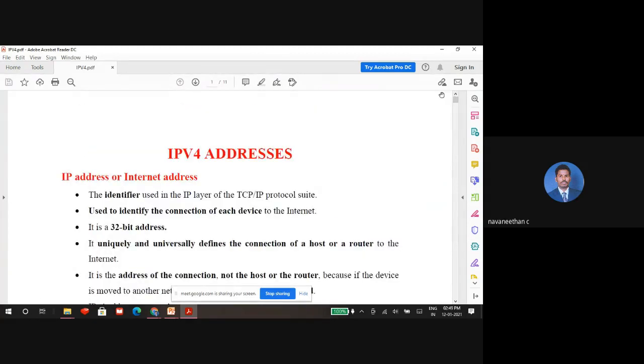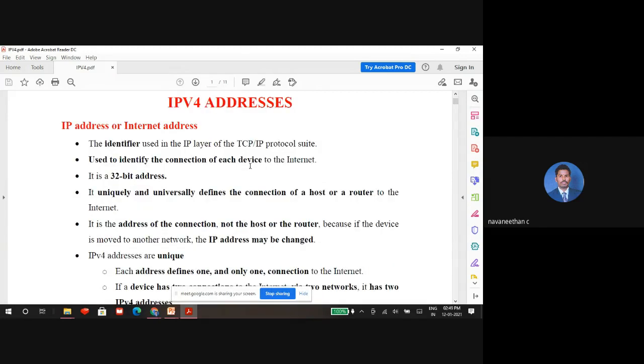So here IP is Internet Protocol, which is used in the network layer. The size of IPv4 is a 32-bit address. It is called the IP address or internet address. It is the identifier used for the connection of each and every device to the internet. So what is the size?